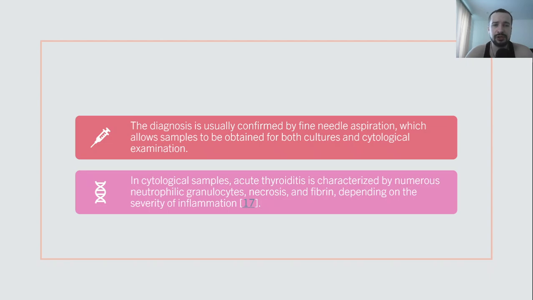The diagnosis is usually confirmed by fine needle aspiration, which allows samples to be obtained for both cultures and cytological examinations. In cytological samples, acute thyroiditis is characterized by numerous neutrophilic granulocytes, necrosis, and fibrin, depending on the severity of inflammation. And if we talk about needle aspiration, we talk about a big needle.